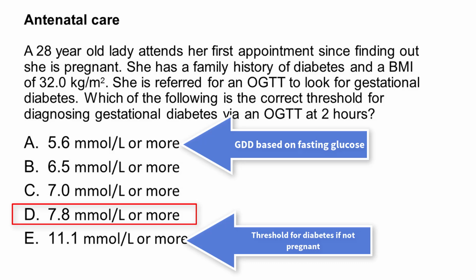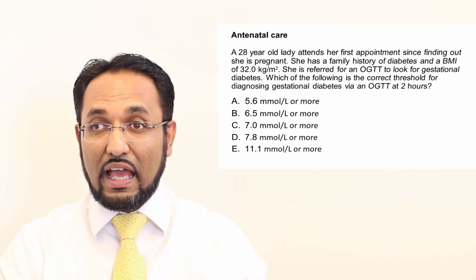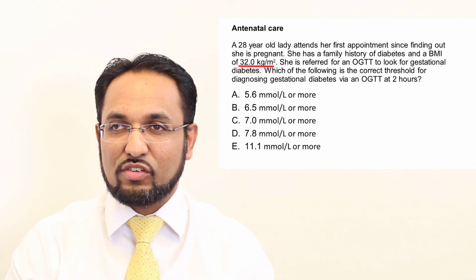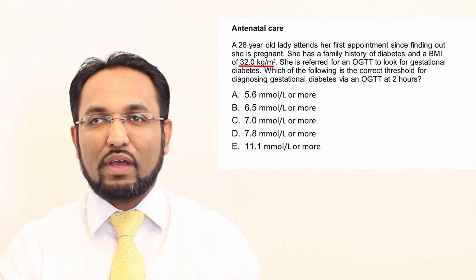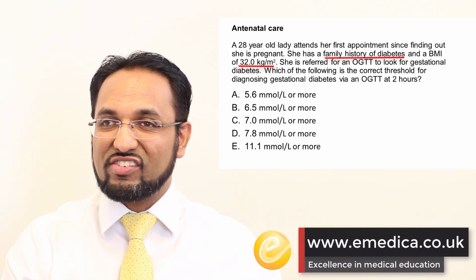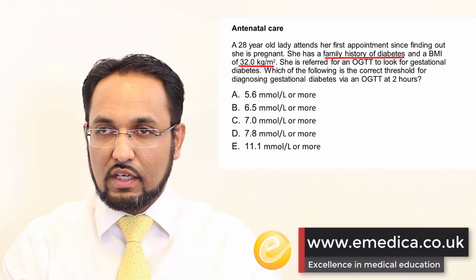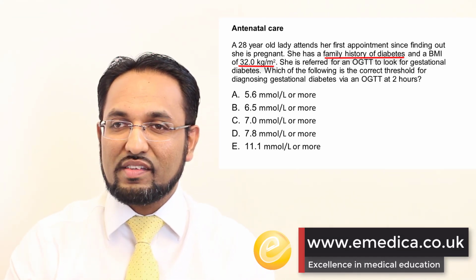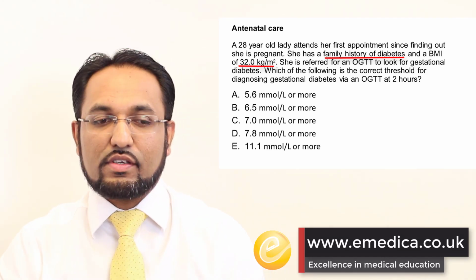So let's have a quick look now at some of the risk factors for gestational diabetes. So this lady had 2 of them. So she had a body mass index of 30. She also had a family history of diabetes. Having a family history of gestational diabetes is not a risk factor, but having a family history of diabetes in a first-degree relative is a risk factor.